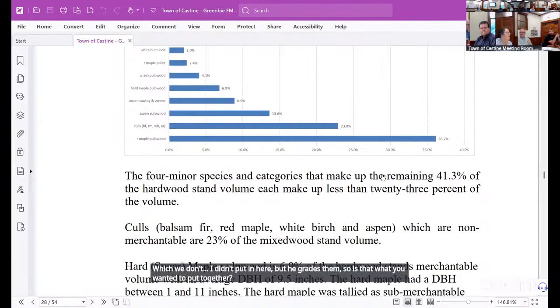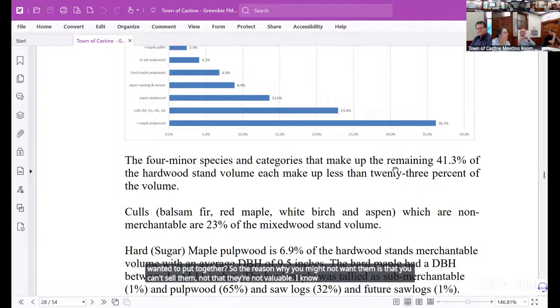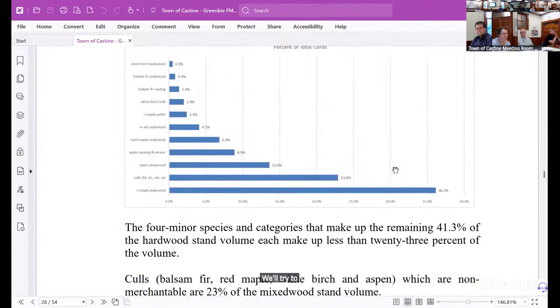The reason why you might not want them is that you can't sell them, not that they're not valuable. That's right, we're not talking about ecological value. Got it. Thank you. We'll try to be a little clearer about what can go to the yard.